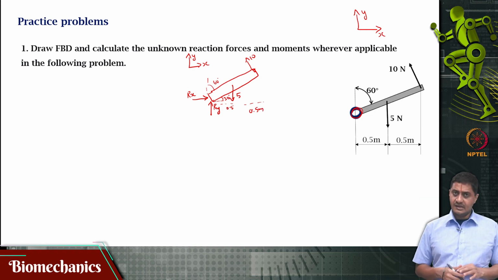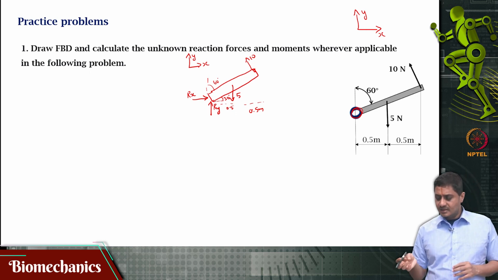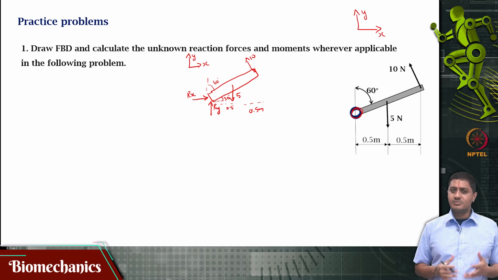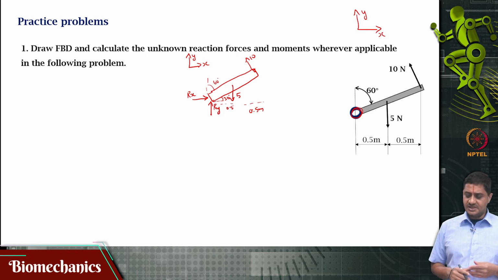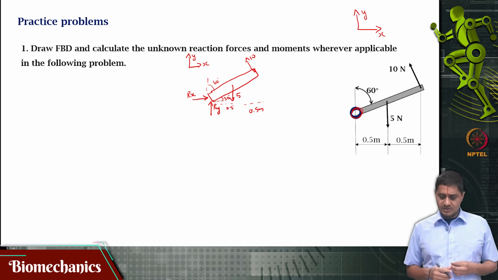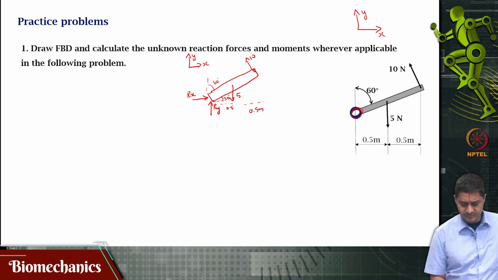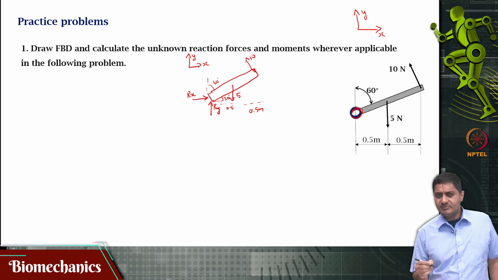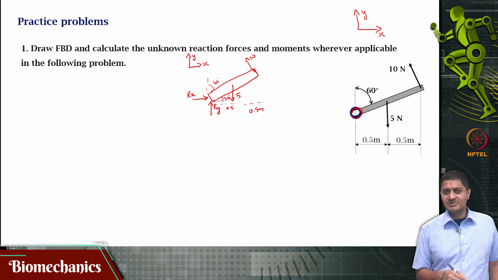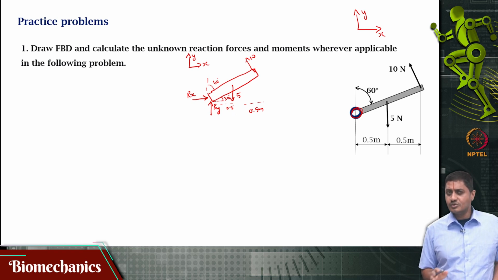Is there any moment that will be there? No, because this bar can rotate about O. There will be no reaction moment. There will only be two forces. So, let us try to find out the unknown forces in the x direction. A bit more complicated than the simple problems that we saw previously, but it is not too complicated.